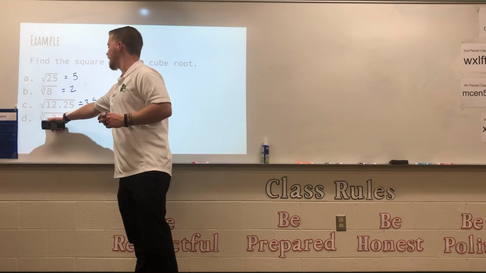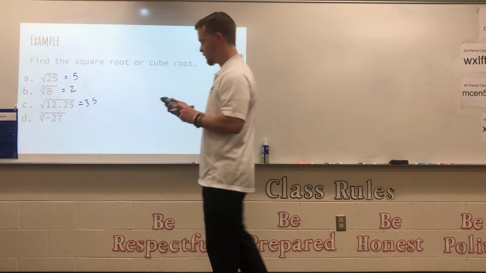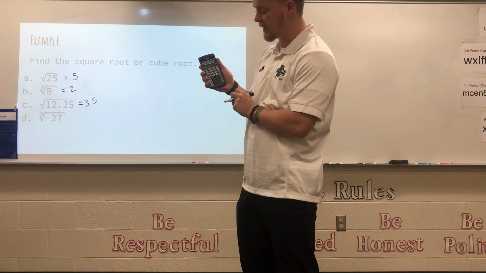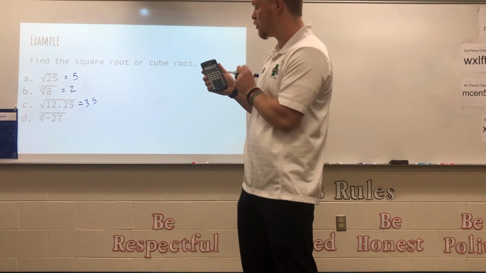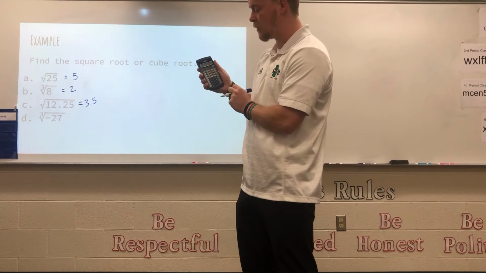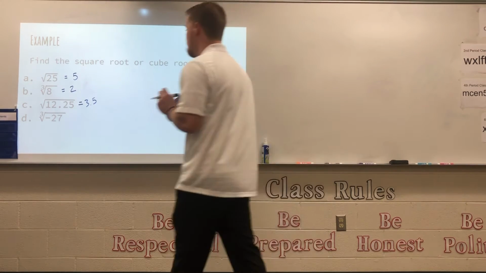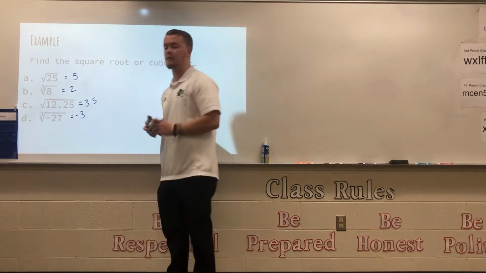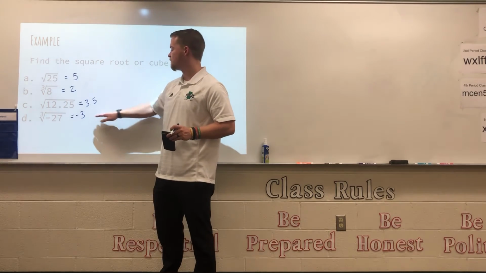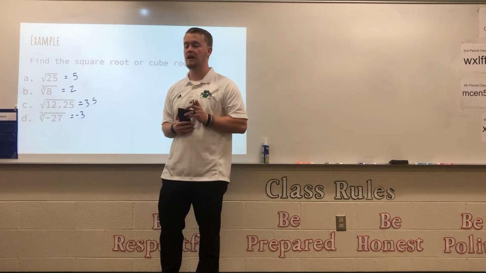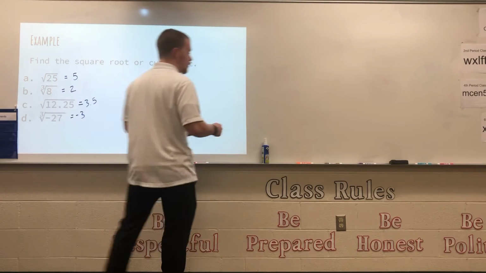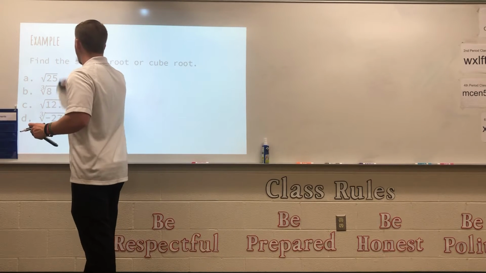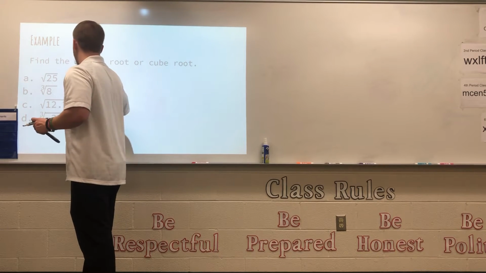Okay, last one, negative 27, they want the cube root. So I'll type in 27, hit the negative sign, which is down here, make sure I hit that. And then again, I'm going to hit the cube root. So that means I hit second 0, and that'll show me that negative 3 is the cube root of negative 27. So that means negative 3 times negative 3 times negative 3 gives me negative 27. Okay, so that's a very simple process. All you're doing is making sure you can plug those in the calculator correctly and understanding what a cube root and square root mean.